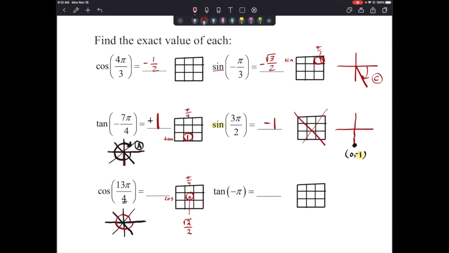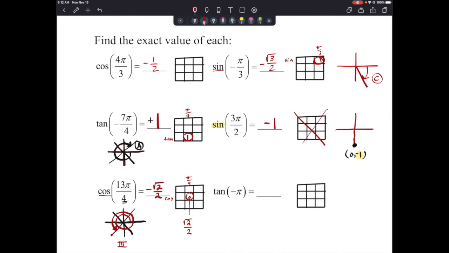Here's 8/4, 9, 10, 11, and 12. And now we're going to go down here. Here's 13 pi fourths down here. So we are in quadrant number 3. And remember, cosine in quadrant 3 is always going to be negative. So we're going to put down here negative radical 2 over 2.